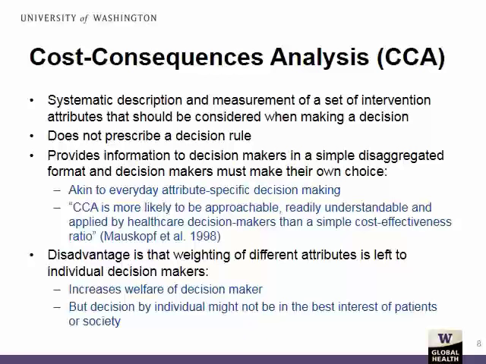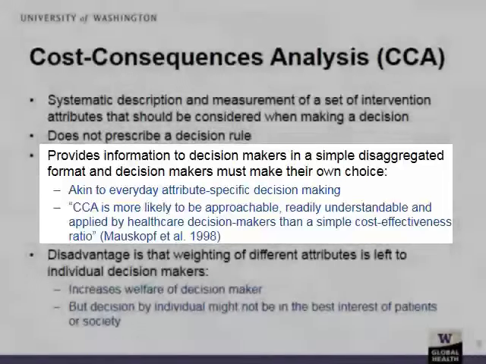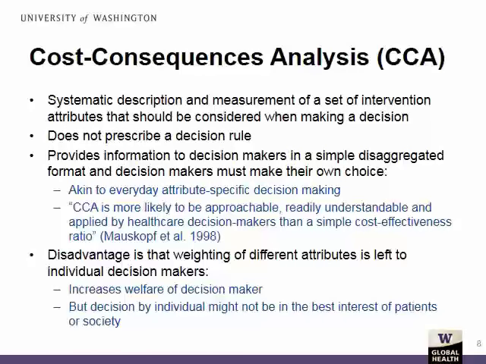It has a table that says here's the costs of intervention A, and here's the benefits of intervention A, and here's the costs of intervention B and the benefits of intervention B. So it allows decision makers to weigh the evidence on their own and make a decision. So it mirrors everyday decision making, like trying to choose between buying an iPhone or buying a Samsung Galaxy essentially. You can look at different attributes, color, weight, and then make your decision.